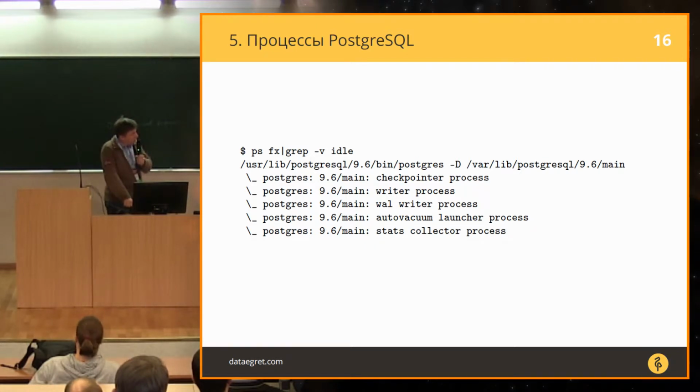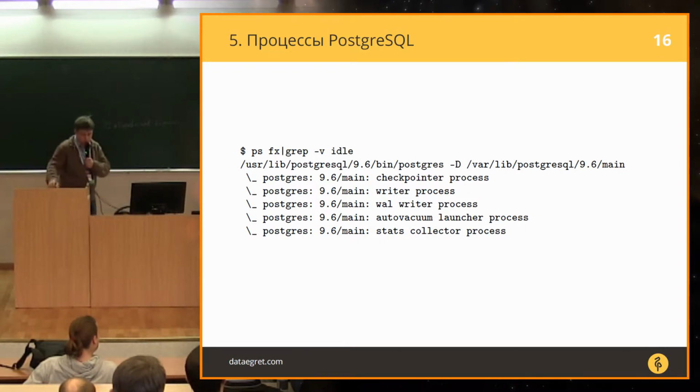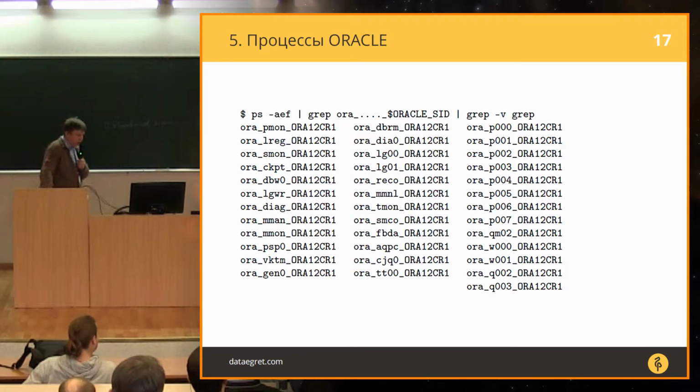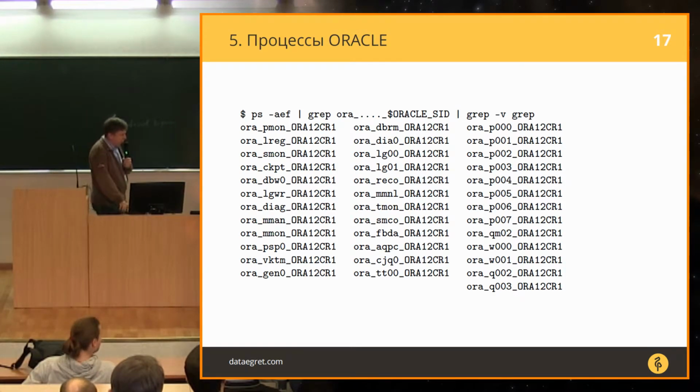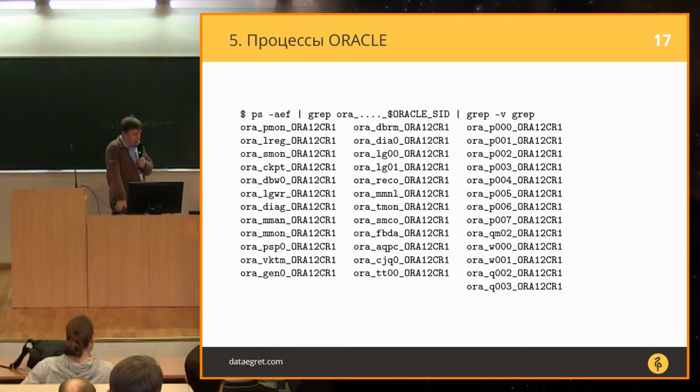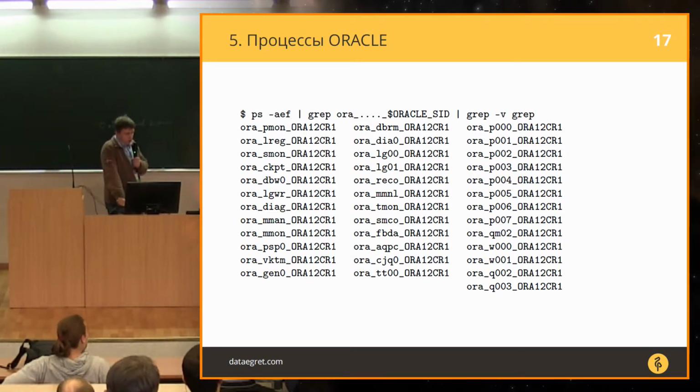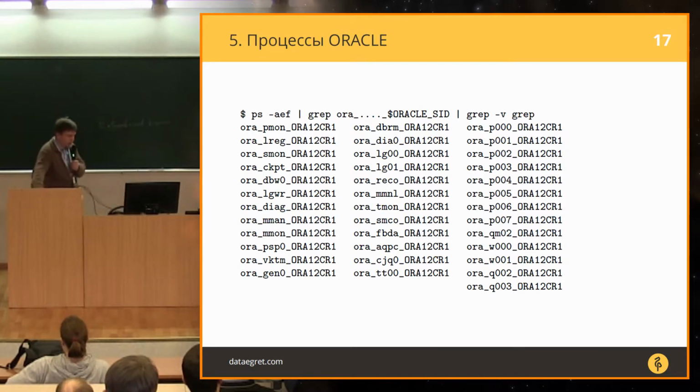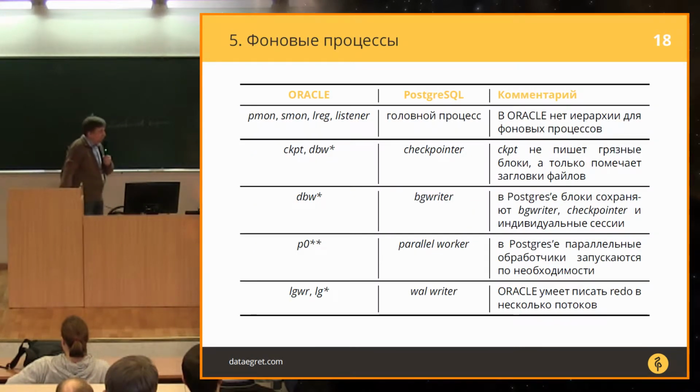By default, only 6 processes started: stats collector, auto vacuum, WAL writer, and checkpointer. With Oracle, there are many more processes, and it depends on the number of options enabled, and Oracle doesn't have a tree structure. They just exist independently from one another. And from the monitor you can look at which processes are present in the system.